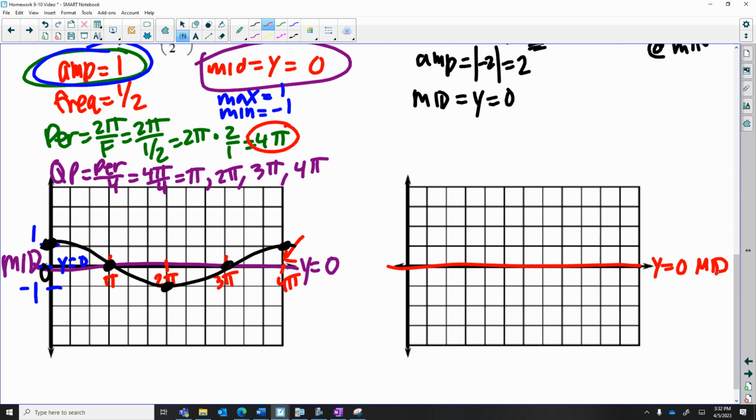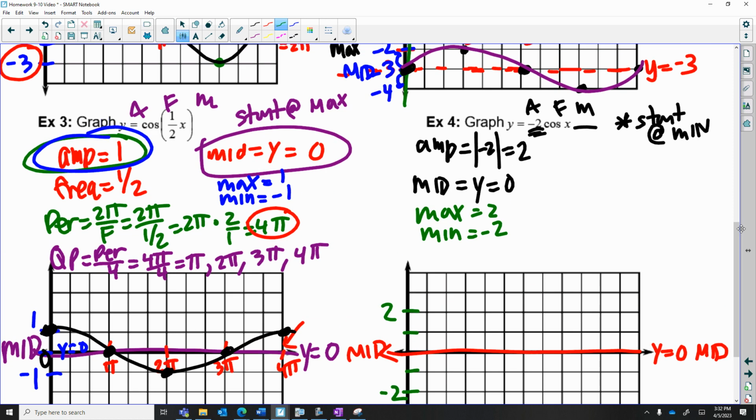Then we're going to go up and down by our amplitude, okay? So we're going to go up 2 units and down 2 units from 0. Up 2 units is going to be a maximum of 2, and down 2 units is going to be a minimum of -2. Now let's do our frequency and our period. Our frequency is 1. The number in front of the x is 1. And our period is 2 pi divided by 1, which is 2 pi.